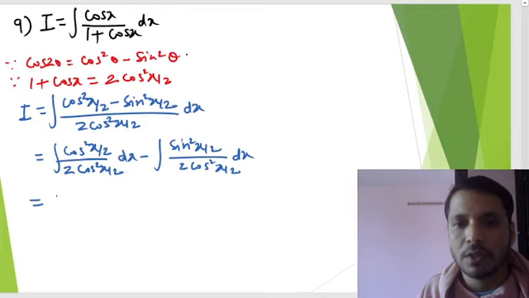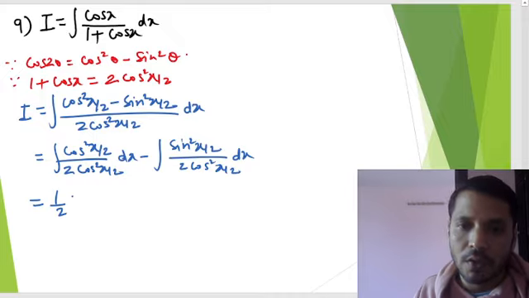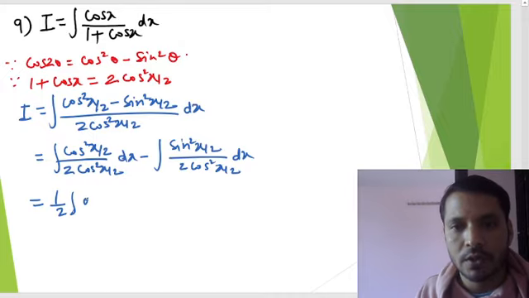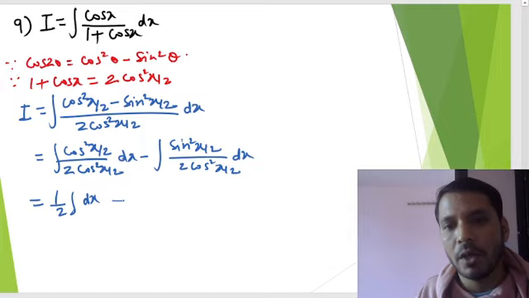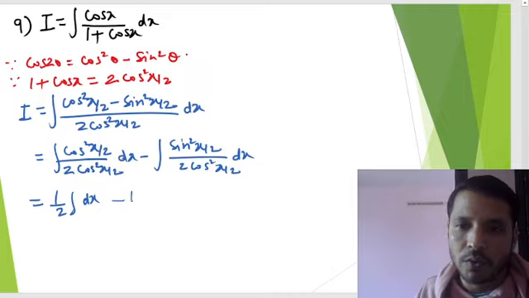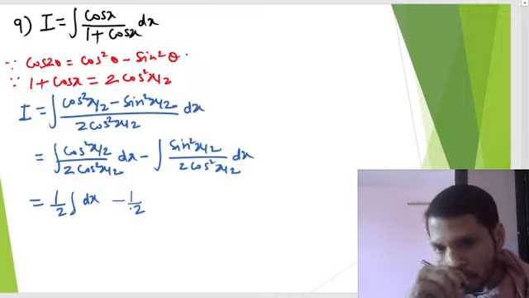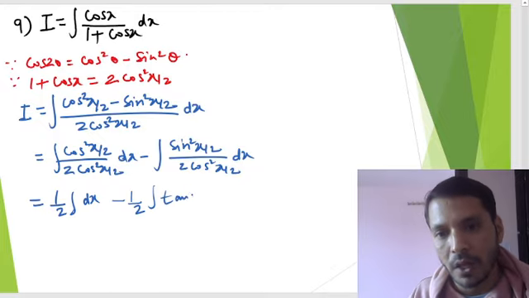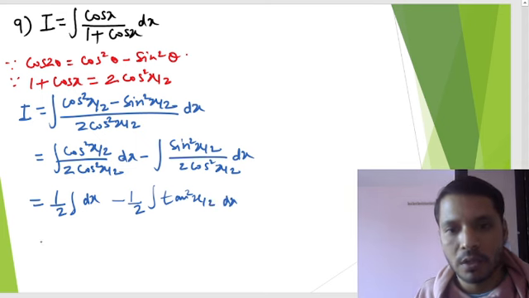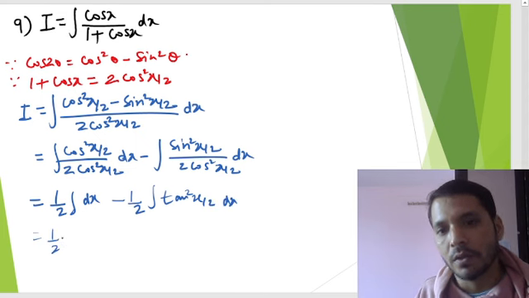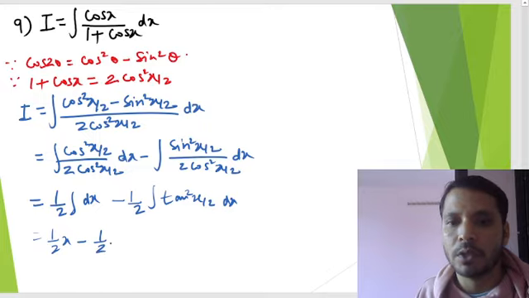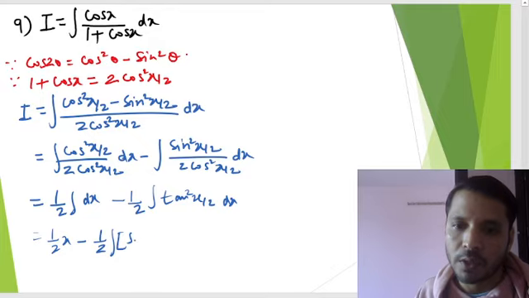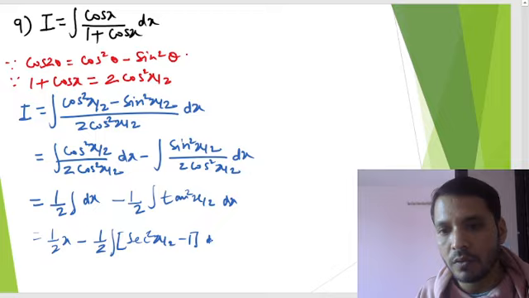So here we can take this 1 by 2 outside, and cos will get cancelled out, so we have just dx, right? Minus here 1 by 2 outside, so if you divide the sine by cos, it will become tan. It will become tan square x by 2 into dx. This part answer is x, but here we have to convert it into secant, so it will become secant square x by 2 minus 1 into dx.